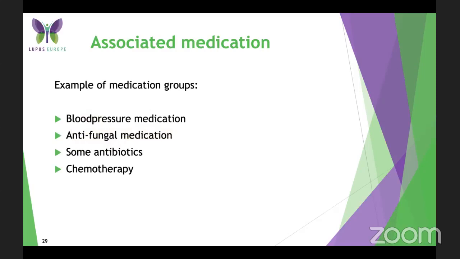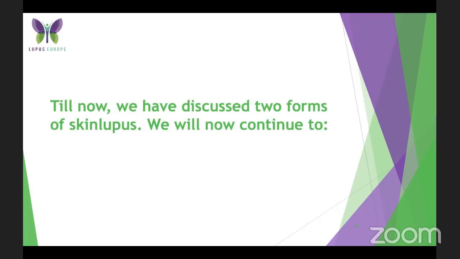There are a lot of medications that are mentioned, and I'm not going to explain all of them to you, but some of them are, for example, some blood pressure medication, but also some antifungal medication, some antibiotics, especially some antibiotics which make you sun sensitive, the doxycycline, the tetracyclines, for example. They might exacerbate lupus, but it has also been described in people taking chemotherapy.